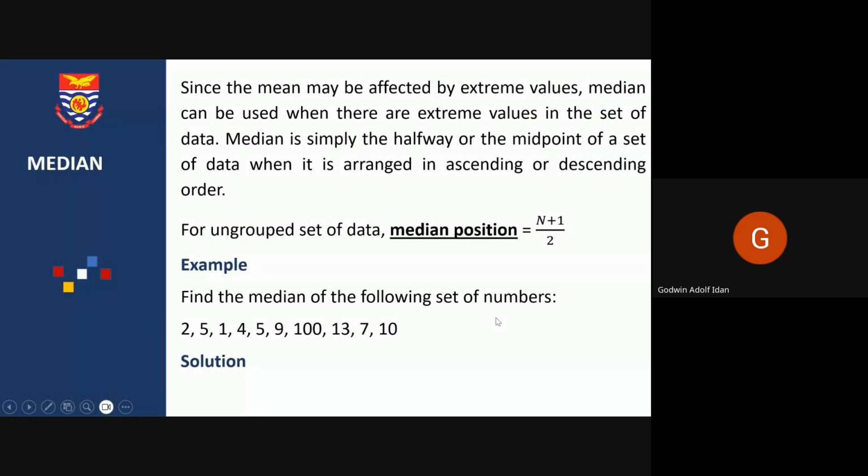The step says that we should just rearrange the values in ascending or descending order. And then we get the median position using this formula, n plus 1 divided by 2, where n is the number of observations. Then we are able to spot the position. That is not the median, but that is the median position. In other words, that position is where we can get our median. So we do these steps.